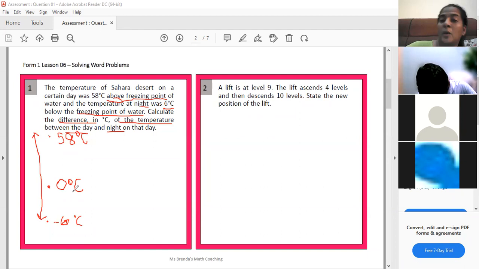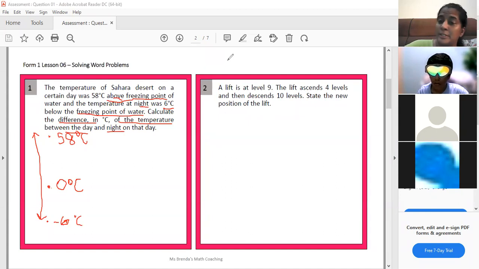Okay, how do I do it? Can any one of you put into your chat? What are we going to do to find the difference now? Can you see the picture here? This is 0, this is 58, and this is -6. How do I find it? Rishabh says 58 plus 6. How many of you agree with him? Or you have other answers? Very good. Danya said 58 minus -6.